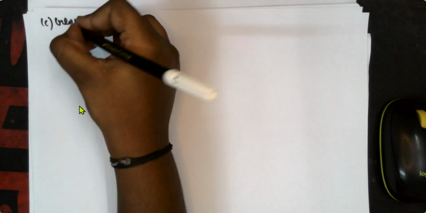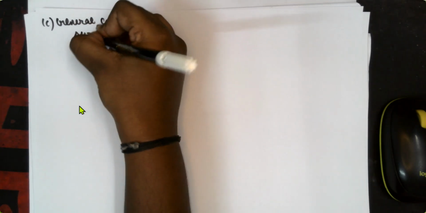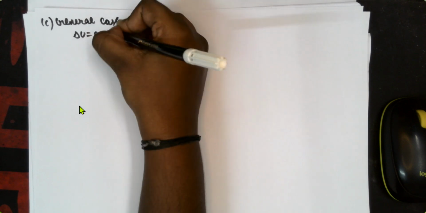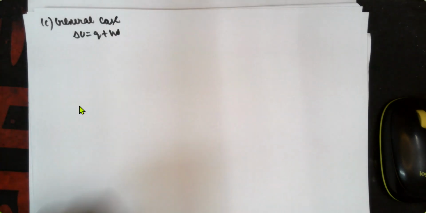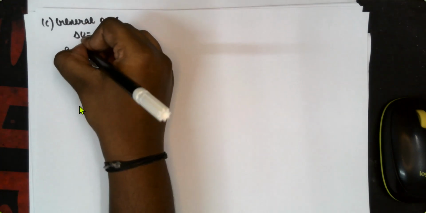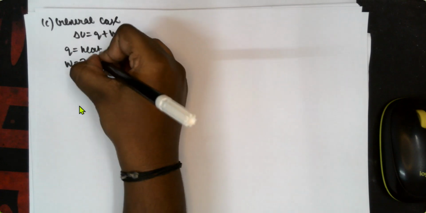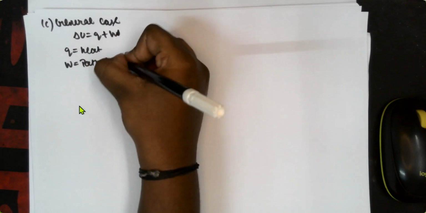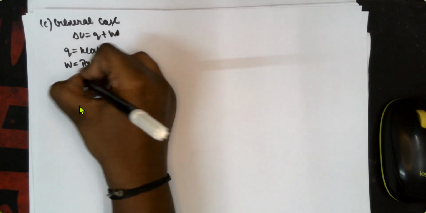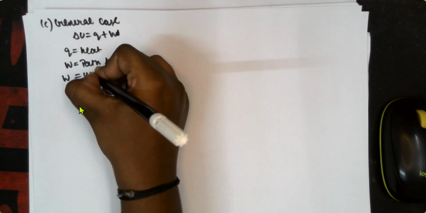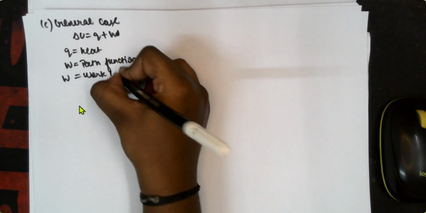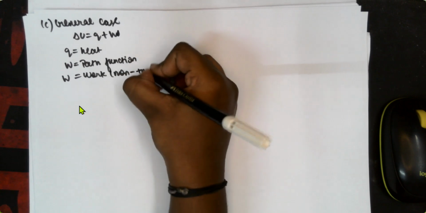In the general case, delta U is equal to Q plus W. Take down: delta U, capital U, is equal to Q, small q, plus W. W is also a state function. Sorry, path function. Small w. W is work. So work is a non-thermodynamic property. Why? It depends on path. It's a path function. It's not a state function.